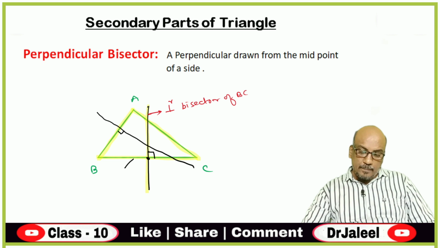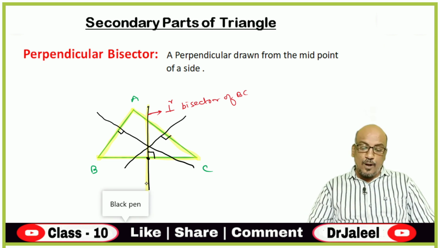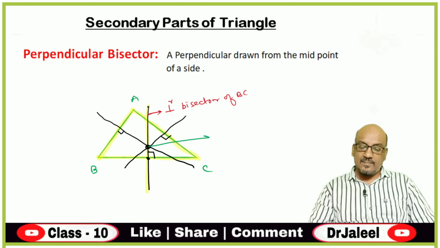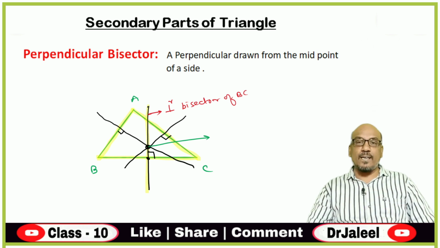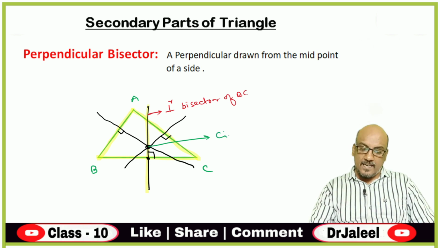So children, in the same way, you can draw one perpendicular bisector of this also, and one perpendicular bisector of this side also. So again, all the three perpendicular bisectors are concurrent, and this point of concurrence of all perpendicular bisectors is called circumcenter.